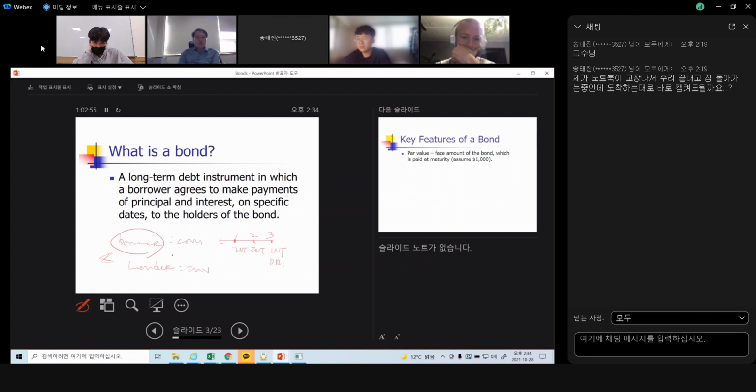So from the point of view of the borrower company, they should pay interest on a specific day, an arranged day, and then they should repay the principal at the maturity. This is the maturity, right? Whereas the investor receives interest at the specific date, and then the investor can receive the principal at the maturity. That's the bond, right? Bond.